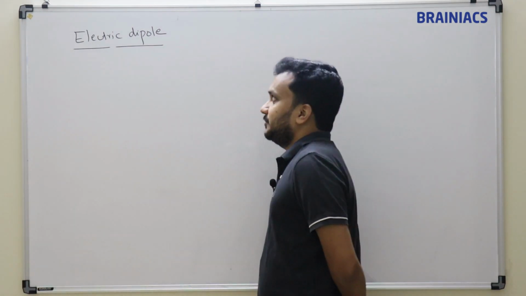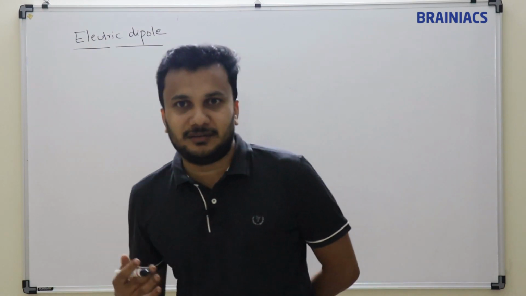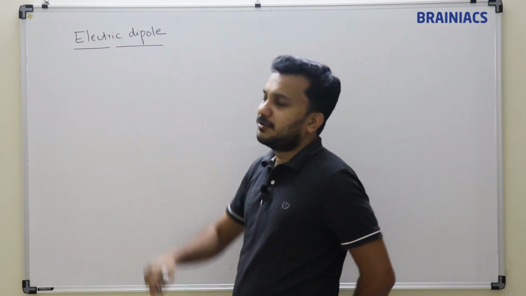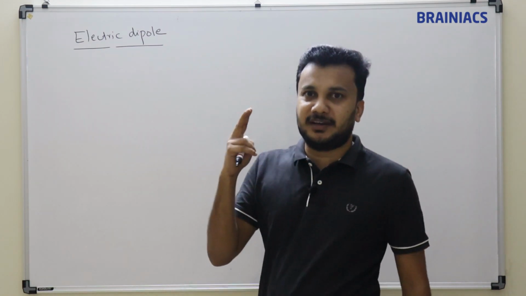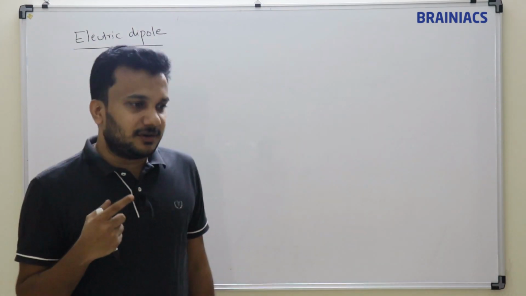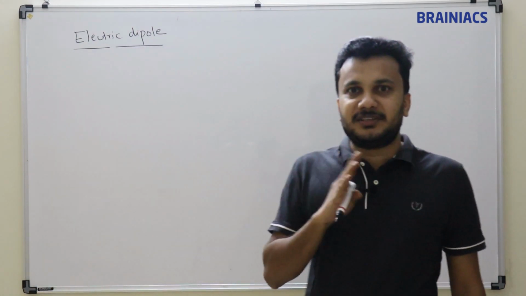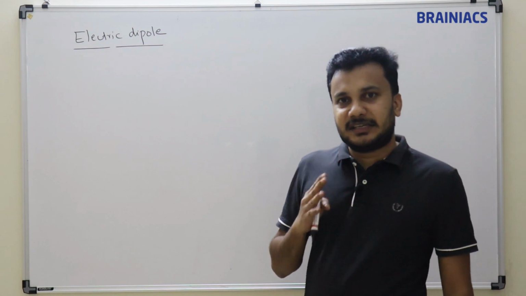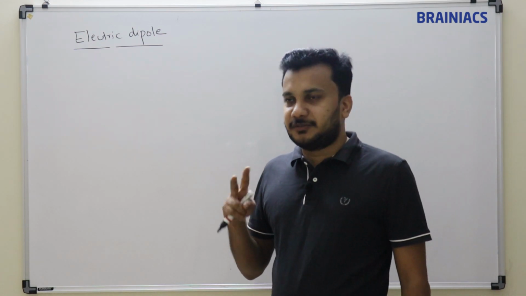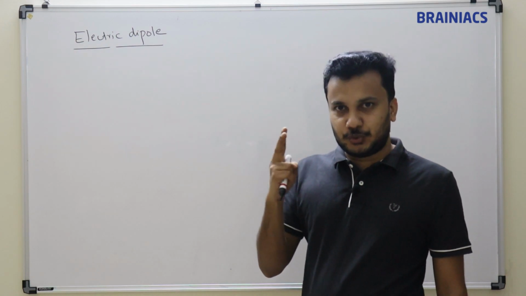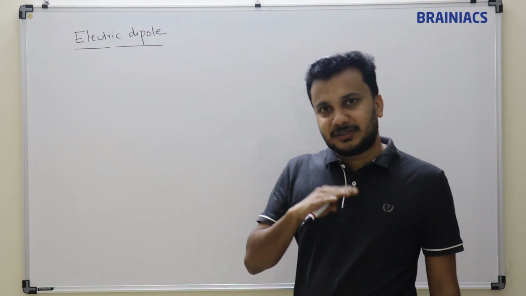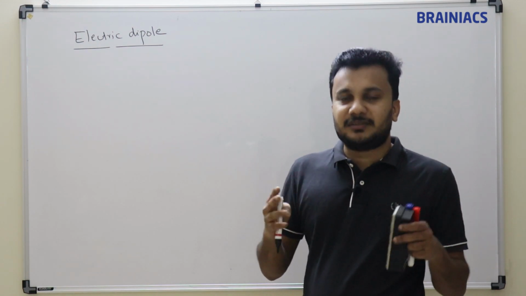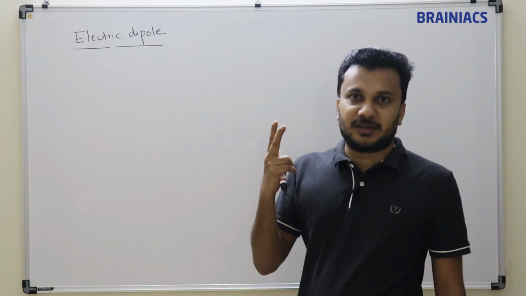Let's start with the first word, electric. Electric is related with something called current, or it is also called charges. Now here we have dipole. Di means two. Pole, normally we call it north pole and south pole. Pole in physics also means opposite. North and south are opposite, right? The same way here pole means positive and negative. So dipole means di is two, pole is north and south, the same way here positive and negative.